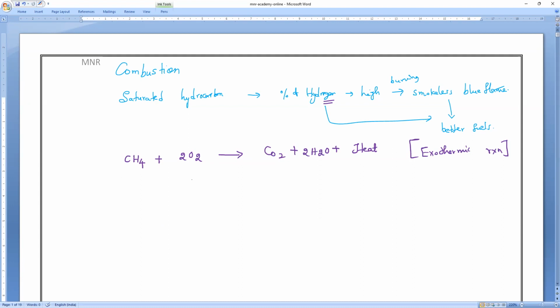Or else if you take the derivatives of these hydrocarbons, for example methanol as we studied, what is the functional group present in methanol? OL is present. What do we call it? Alcohol. So what is the common name of methanol? Methyl alcohol.